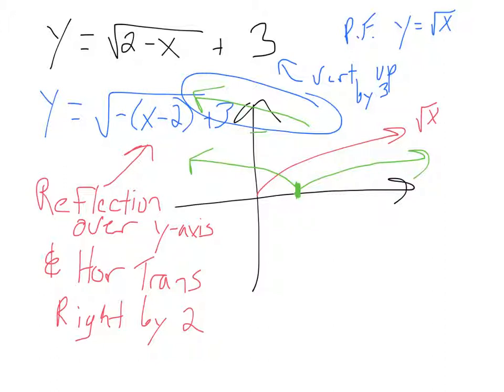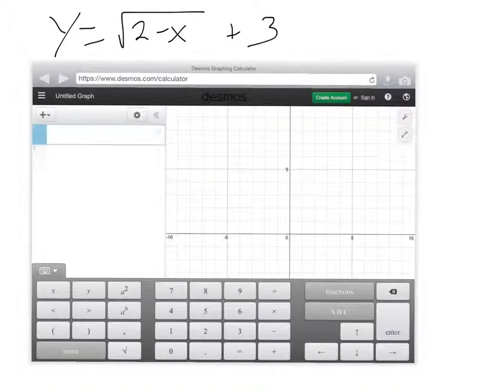Let's go ahead and confirm that by plugging it into the graphing calculator to see if that actually does look like what we think it looks like. Right, so let's go ahead and graph that. If we plug this into the graphing calculator, y is equal to square root of 2 minus x, and then on the outside we do plus 3. We get what we expected, right?